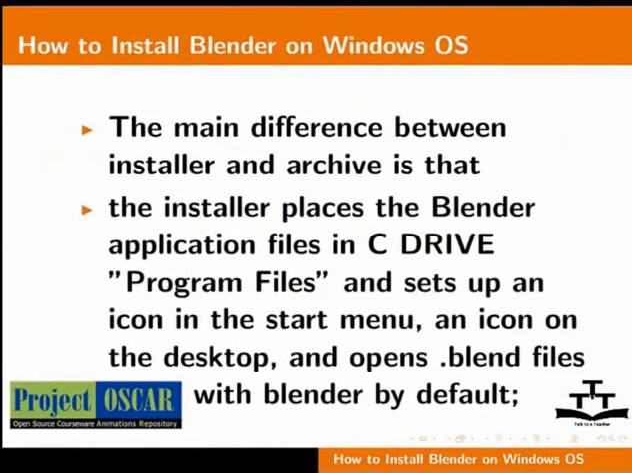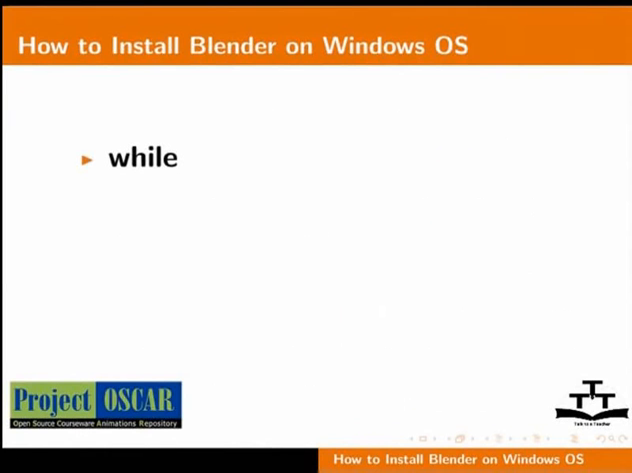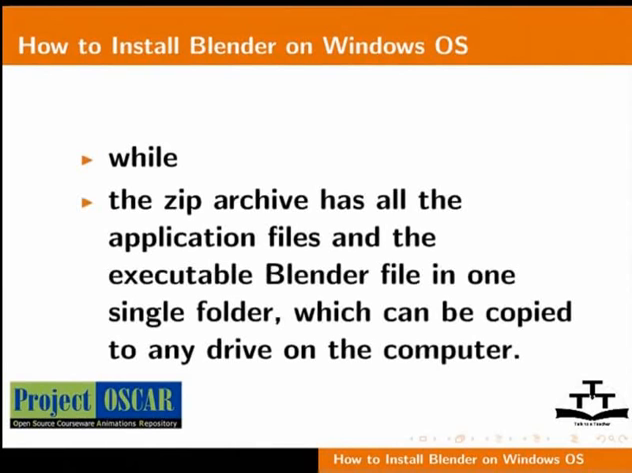The main difference between installer and archive is that the installer places the Blender application files in C drive program files and sets up an icon in the Start menu, an icon on the desktop, and opens .blend files with Blender by default, while the zip archive has all the application files and the executable Blender file in one single folder which can be copied to any drive on the computer.